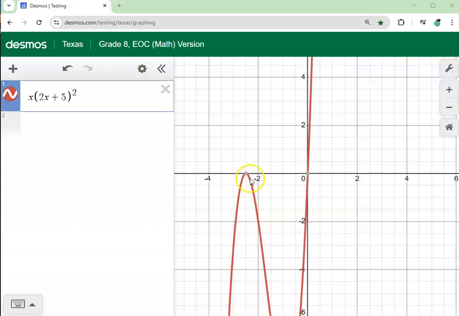All right, so we found our zeros, which are x equals 0 over here, and x equals negative 2.5. On here, where the multiplicity of this zero is an odd number, which is 1, notice that the graph crossed the x-axis at that point. However, here, the multiplicity of the zero is an even number, which is why your graph bounced.